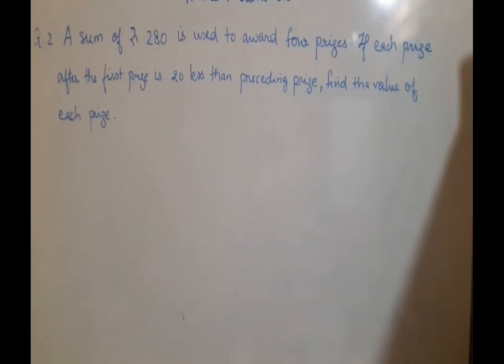The second sum now, quite an easy sum. A sum of rupees 280 is used to award 4 prizes. Means there are 4 prizes, the total of which is 280 rupees.